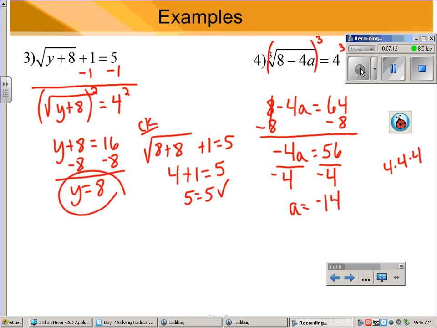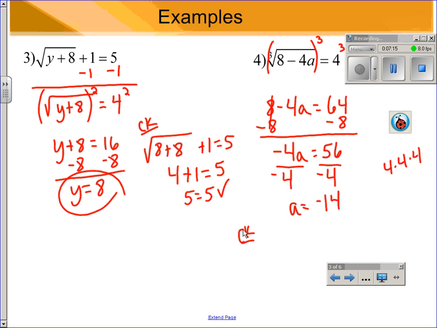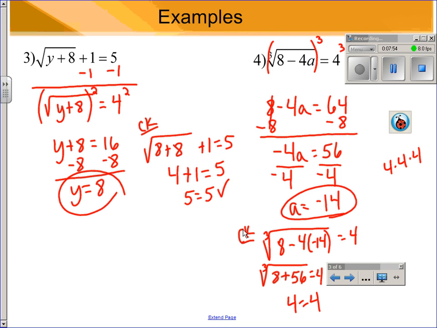Now let's check it. So our check: cube root of 8 minus 4 times negative 14 should equal 4. So what is 14 times 4? Right, 56. So now we have 8 plus 56 should equal 4. What is 8 plus 56? 64. Remember, we are cube rooting. So what's the cube root of 64? 4. So it works. So that is our answer. Good.